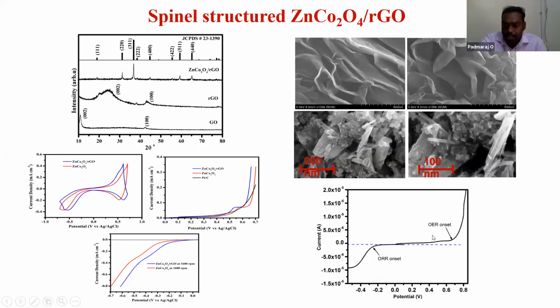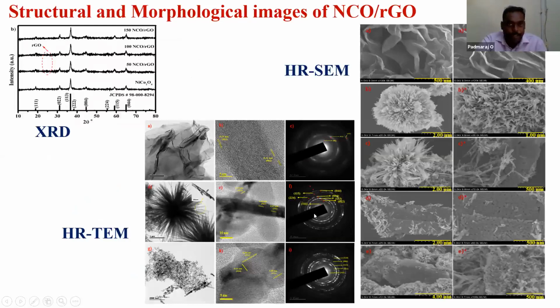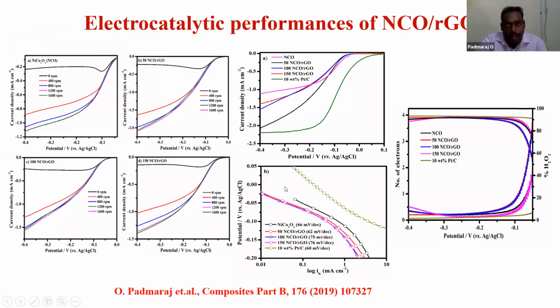This is the ORR and OER polarization, with a lower onset potential for ORR and a higher onset potential for OER. This is also structural and HSMU, another bifunctional electrocatalyst, and the electrocatalytic performance of the NCO I did. I have studied the number of electron transfer and the percentage of hydrogen peroxide production also. I have published this recently in Composites Part B: Engineering.